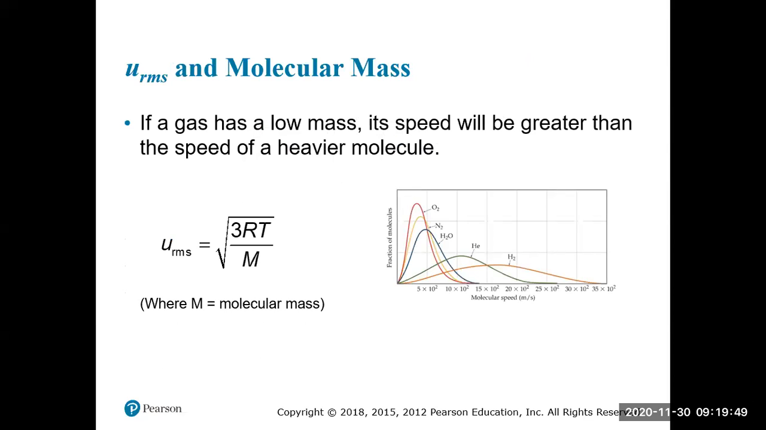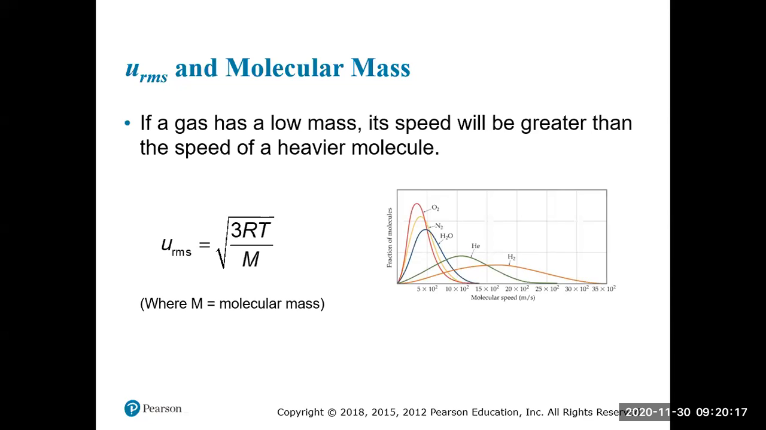The other thing that we know, and here's an expression for that, is that if a gas has a low mass, its speed will be greater than the speed of a heavier molecule. And in this plot, we see an example of that. You see oxygen, nitrogen, water, helium, hydrogen. We see all these in gas form.